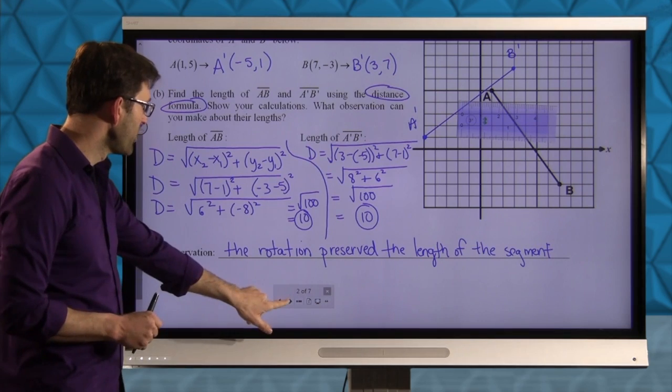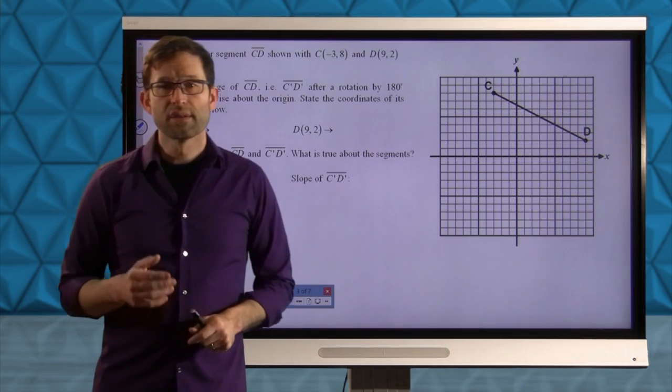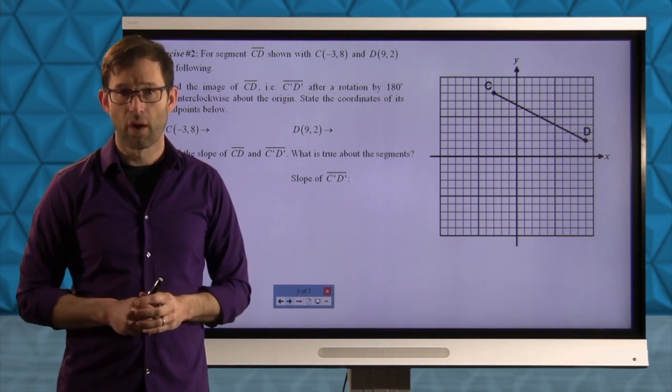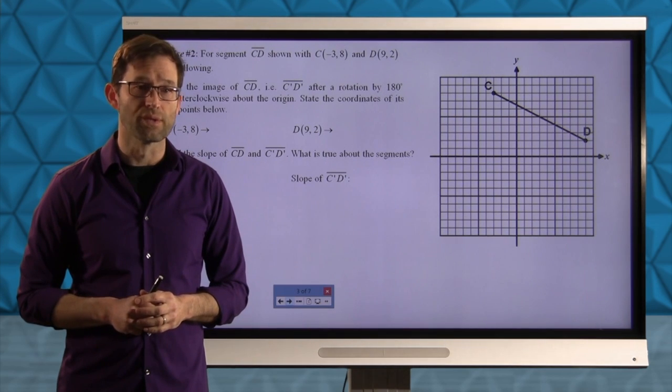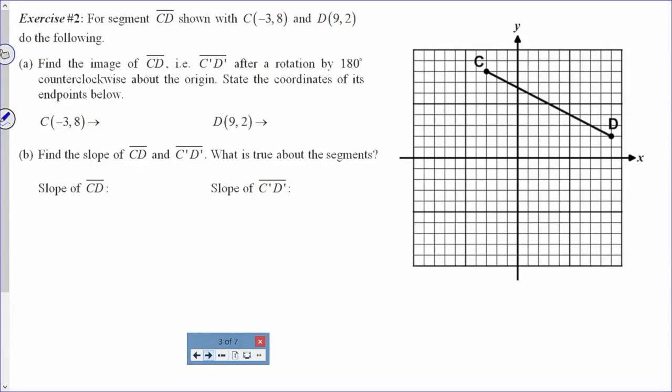All right, let's move on to the next problem. Each one of these exercises hopefully is going to illustrate another point in terms of rigid body motions that we saw before, and also help us use the tools of coordinate geometry. Let's see what we're doing in exercise number 2. For segment CD shown with C at negative 3, 8 and D at 9, 2, do the following. Find the image of CD, i.e. C prime D prime, after a rotation by 180 degrees counterclockwise about the origin. State the coordinates of its endpoints below.